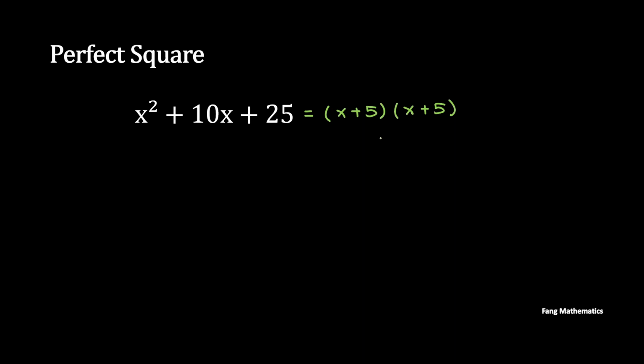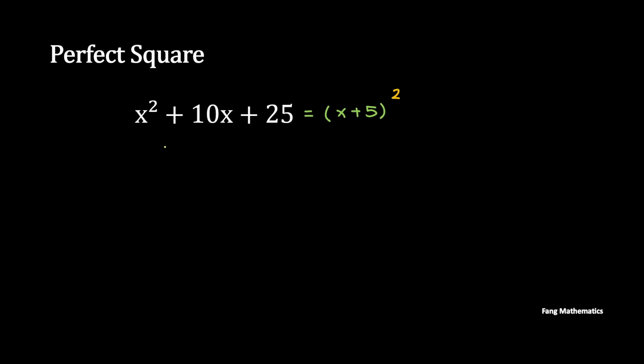We are to rewrite this in terms of exponent. That is the same as x plus 5 being multiplied for 2 times, with the exponent 2. And this is the reason we call this special case a perfect square: given the length as the expression inside the parenthesis, x plus 5, you are to square it to get the area of a square.